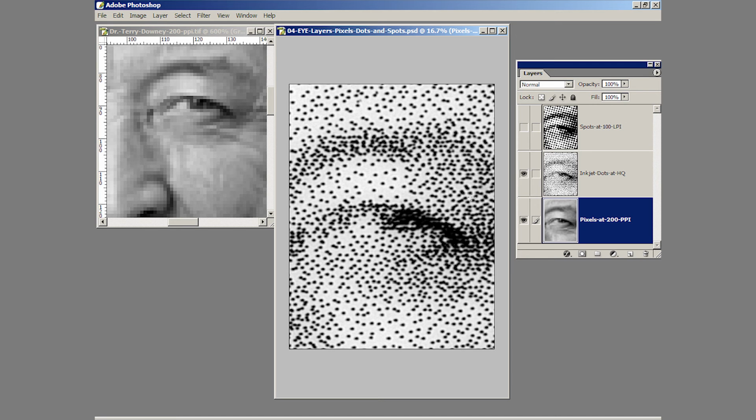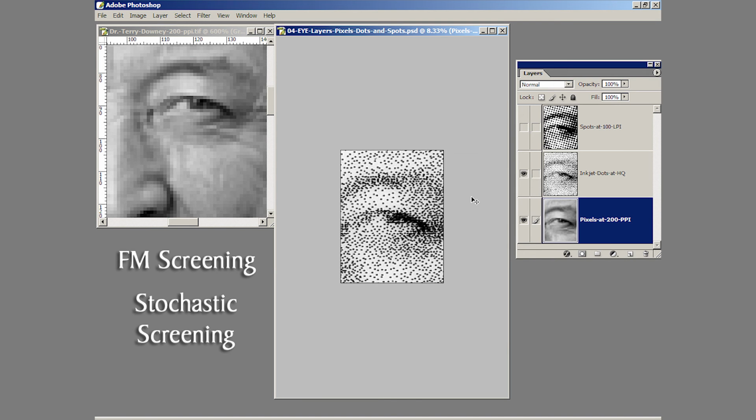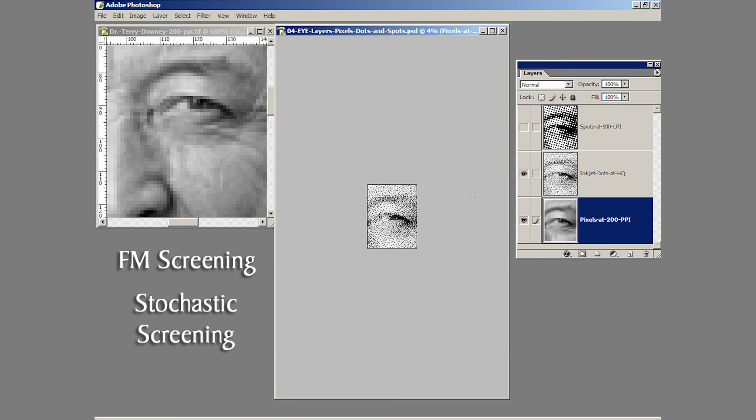Light areas of the photo, as we see above Terry's eye, are represented by a sparse density or frequency of dots. Dark areas, like the pupil of the eye and the eyebrow, contain much higher dot frequencies. The process of regulating or modulating the frequency of printed dots is called FM screening. FM stands for frequency modulation. In the industrial printing business, they call it stochastic screening.